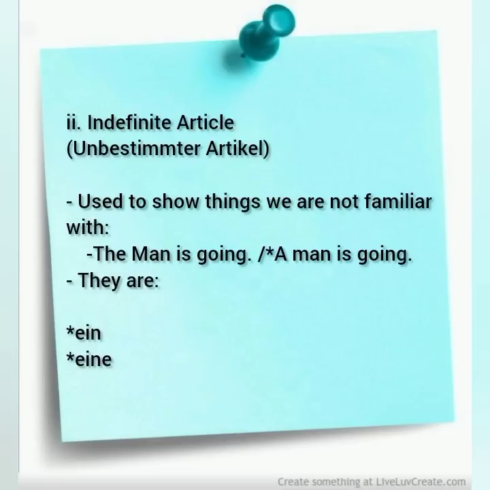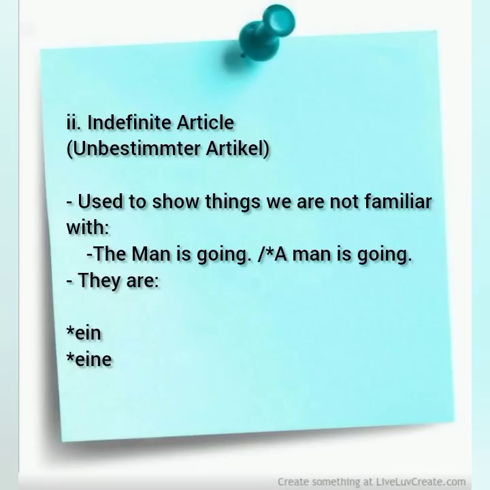Let's now see the indefinite article, which we now call unbestimmter Artikel. So what do we mean by this unbestimmter Artikel? Indefinite article. Now this one, you can see the name indefinite. It is used to show things we are not familiar with. You are not definite about. Maybe you're not sure about them exactly. So you are not familiar with.